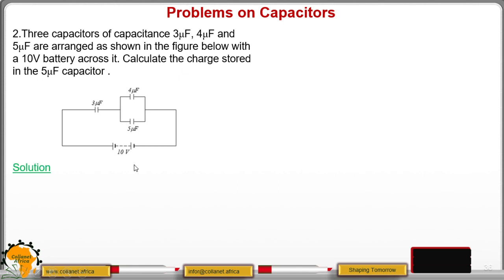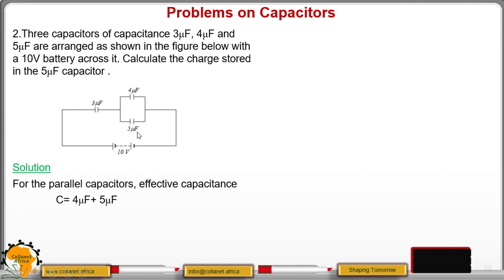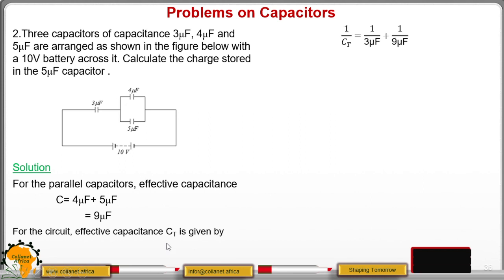We have it here. So first of all, the first step is to get the effective capacitance. For these two in parallel, we can add them directly because they are in parallel. 5 microfarads plus 4, you get 9 microfarads. Then these 9 microfarads will be in series with this 3. So the effective will be 1 over CT is equal to 1 over 3 microfarads plus 1 over 9 microfarads.